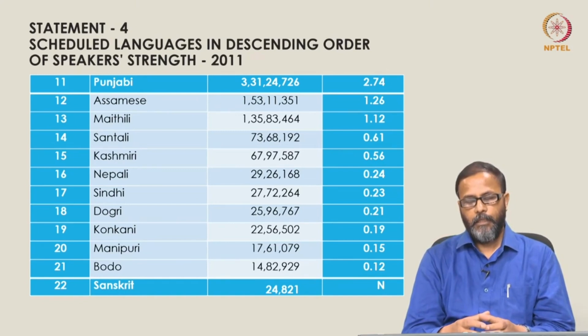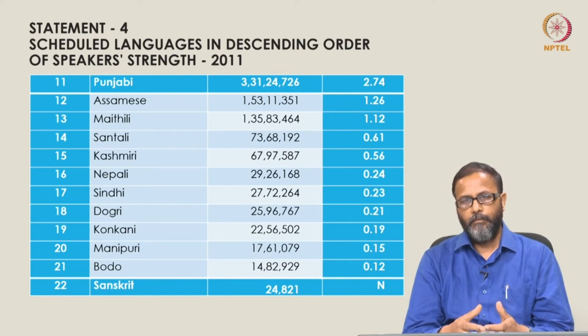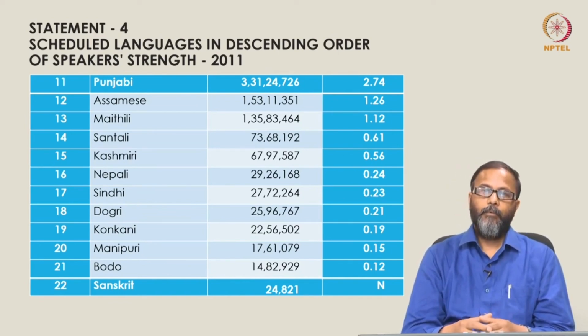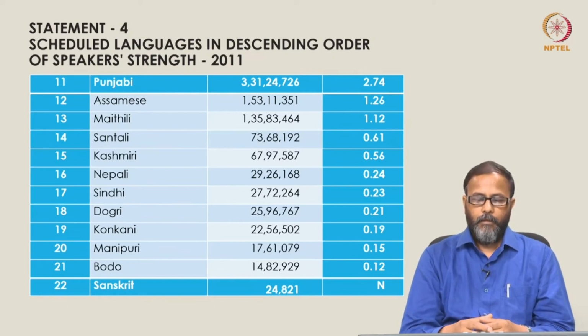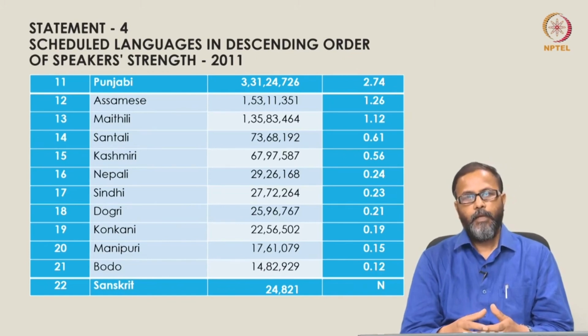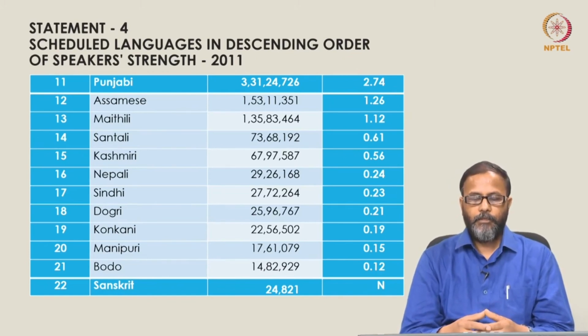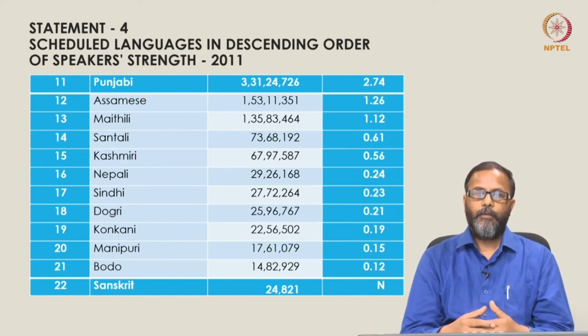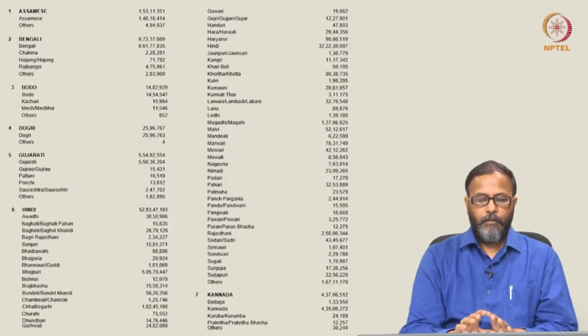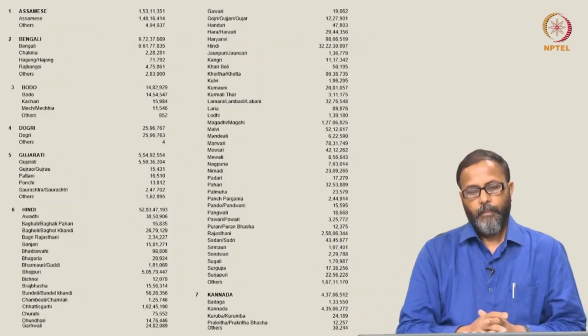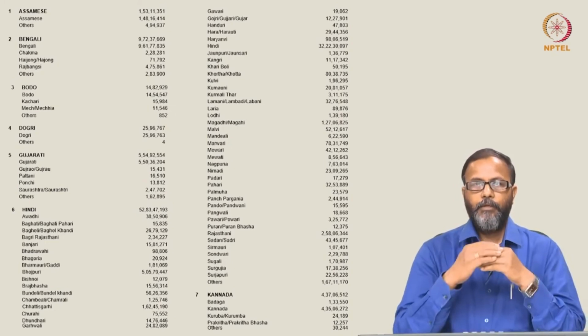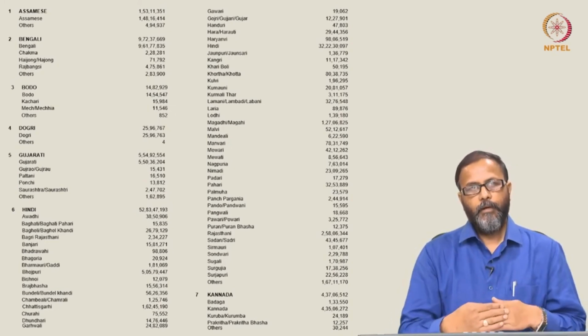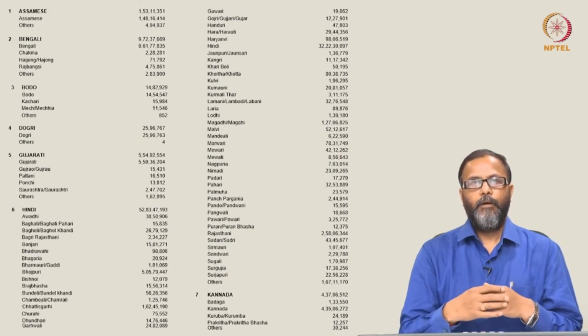Sanskrit is the smallest language with only 24,000, but still more than 10,000 speakers. Santhali, Kashmiri, Nepali, Sindhi, Dogri, Konkani, Manipuri, Bodo have less than 1 crore. Otherwise, the rest of the languages have more than a crore. Hindi remains at the top. These are the numbers. It is interesting to see that under each of the 22 languages, we have a number of other languages listed or grouped.